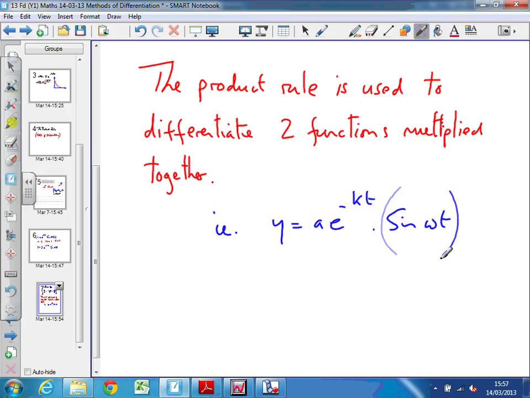I know there are two functions there because the independent variable, t in this case, appears twice. So that's two separate functions. T is in there twice. So I know I've got two functions multiplied together. I can't combine them, so all I can do is use this product rule.